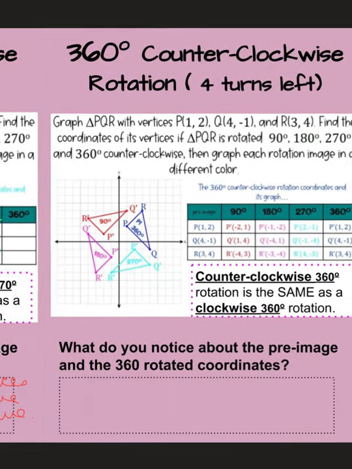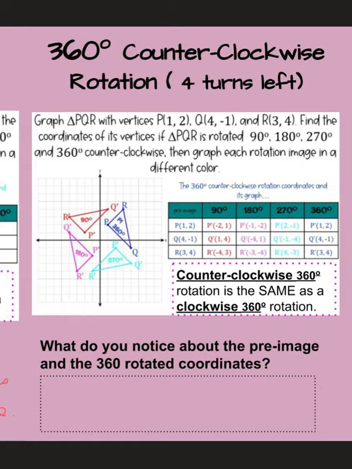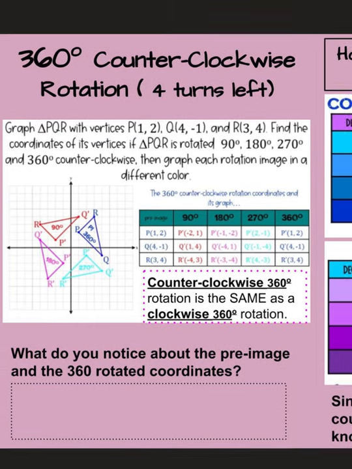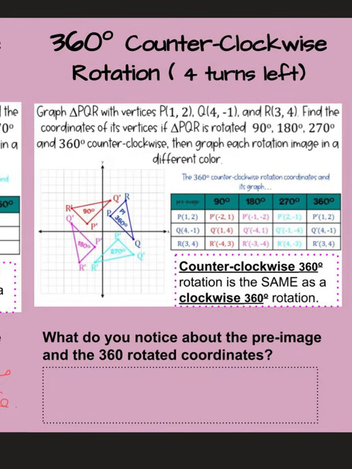And the last kind of rotation, a 360-degree counterclockwise rotation, 4 turns to the left. Hopefully you know a 360 is a complete circle. So we went here, to here, to here, to here, and back to the beginning. So if you looked at the original coordinates, 1, 2, a 360 gives you the same coordinates. Same coordinates.